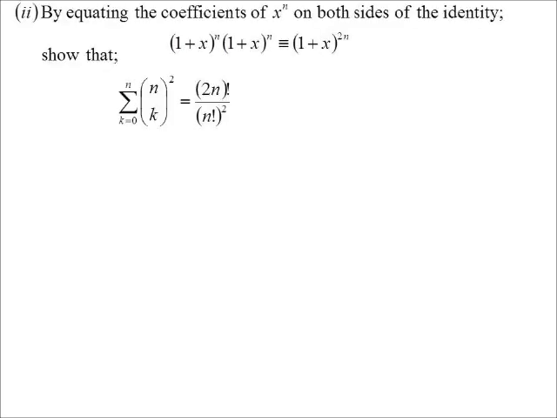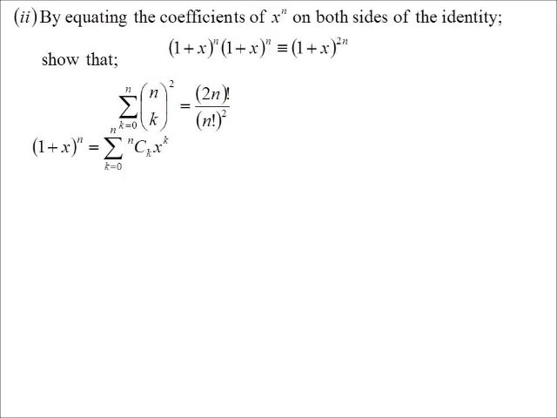This type of question is where we use an identity and we say, hey, I can express this binomial expansion in 2 different ways. And by doing that, I can look at the coefficients on one side and compare it to the coefficients on the other side, and they must be equal because it's the same expression. So this one here, we've got 1 plus x to the power of n times 1 plus x to the power of n. That would be the same as 1 plus x to the power of 2n. And we're going to use that to show that the sum from 0 to n of nCk all squared is 2n factorial over n factorial squared.